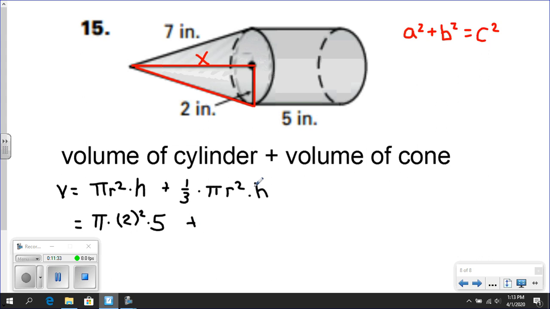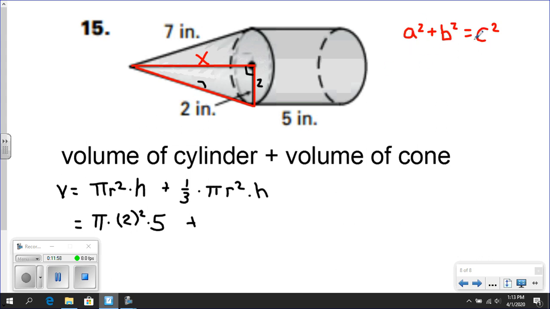here we're going to have to figure out what the height of this cone is. And you can kind of see that I started to outline this triangle. We have a right triangle here. We know that this side is 2. We know that the hypotenuse is 7 because this side here is 7. So we need to solve for x.